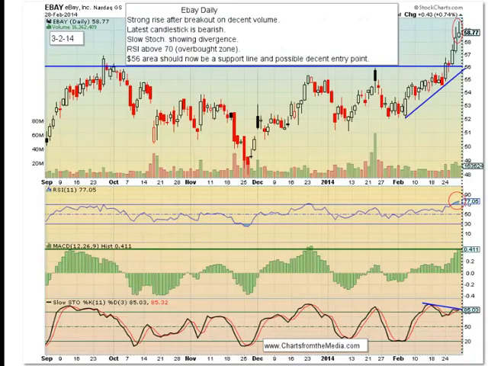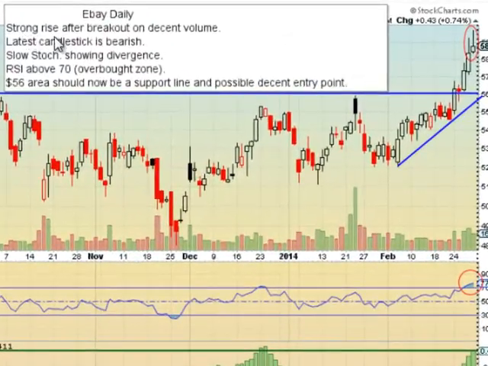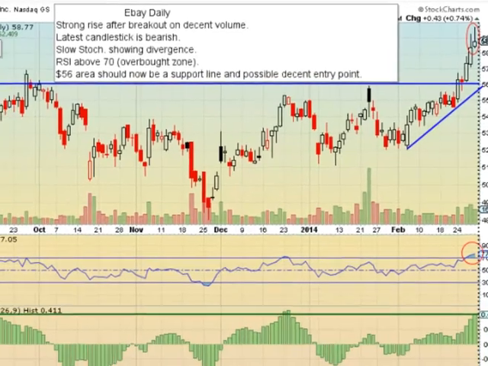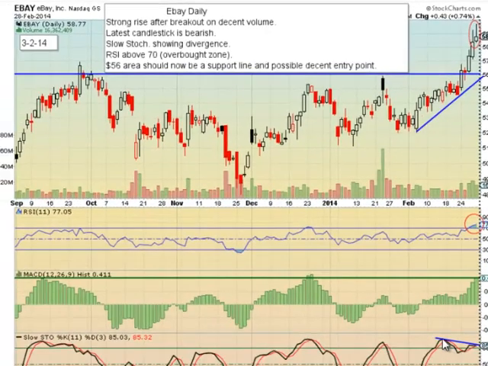When we take a closer look at the daily activity, eBay has had a strong rise after a breakout on decent volume. So here's this move up last week, decent volume. The latest candlestick, however, is bearish. Went up high, closed lower. In slow stochastics, we're showing divergence. So we have lower highs with a higher price. The RSI is in the overbought zone. All of these together would give us an indication that we might get a pullback in this stock, which would be great if we're expecting a $62 target.